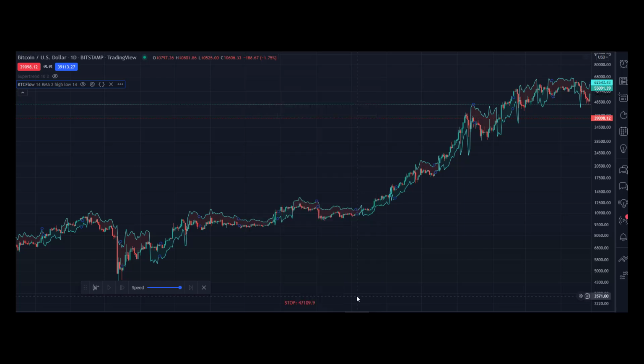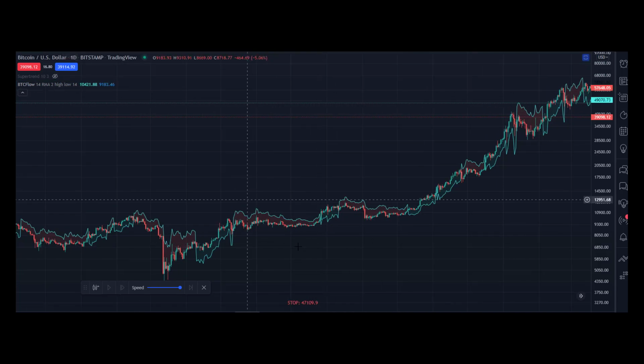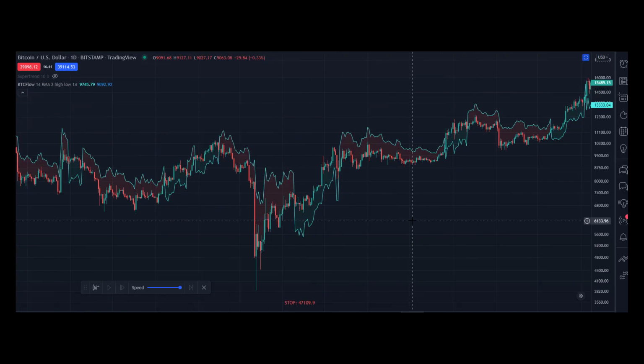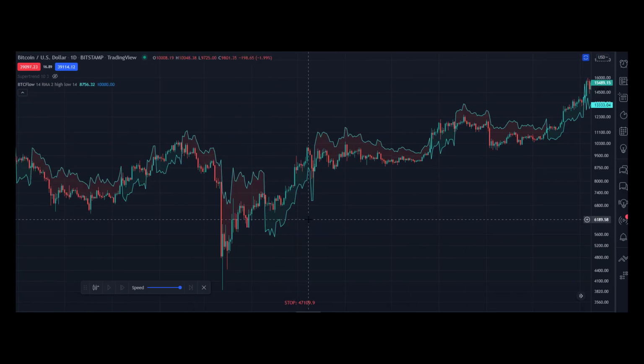So let me start with the backtesting. Time frame, 1 day chart. I'm gonna start from 2020, after the Corona crash. Now, one thing, the rules are very simple. I'm gonna just follow the trend according to the USDT dominance and Bitcoin. When the ATR is crossing to the opposite side of the candles, that means it's a potential reversal. Okay, so let's do it.